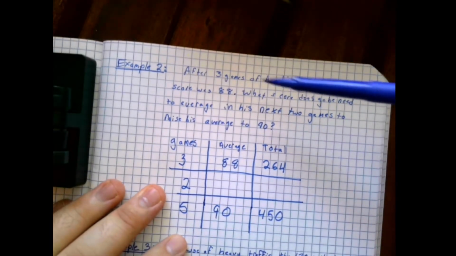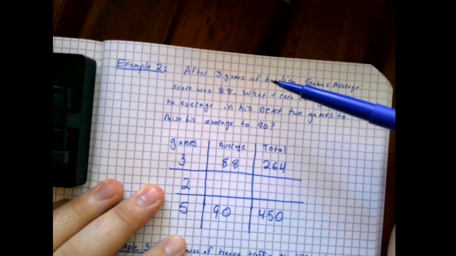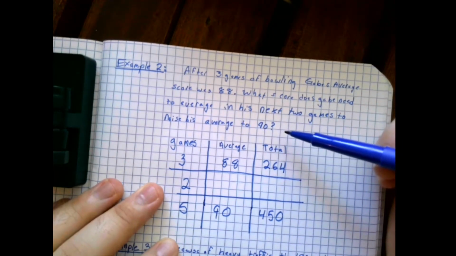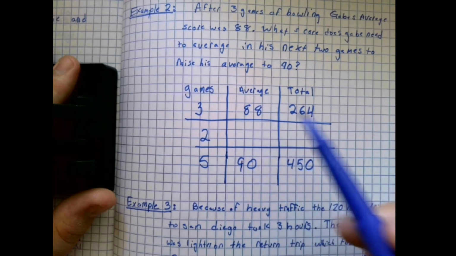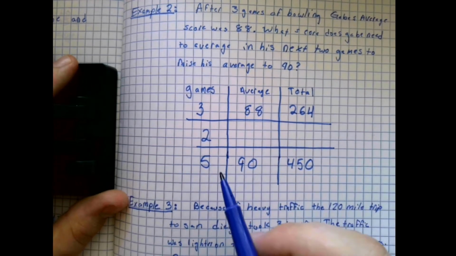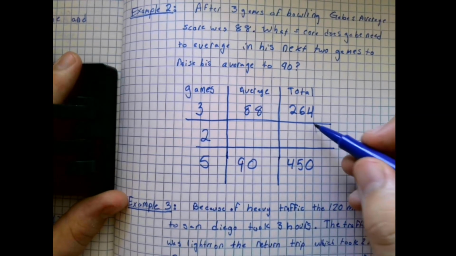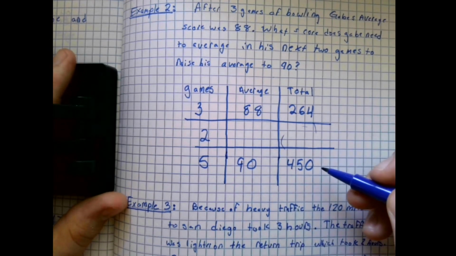Example 2 says after 3 games of bowling, Gabe's average score was 88. What score does Gabe need to average in his next 2 games to raise his average to 90? Well, right now, he's played 3 games with an average score of 88. If he has an average score of 88, 3 times 88 is 264. If he wants to get an average score of 90 over 5 games, 5 times 90 is a total score of 450. That means his new scores need to add up to make the difference between 264 and 450.